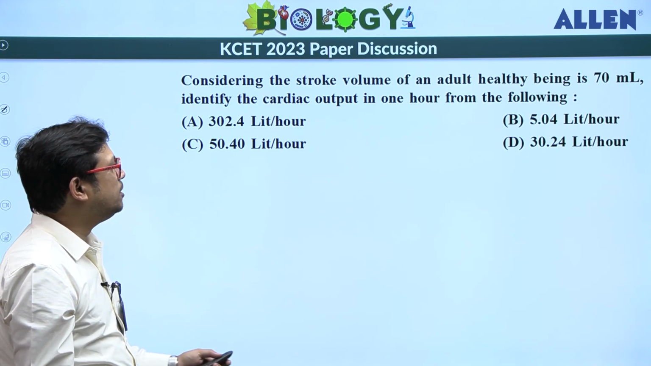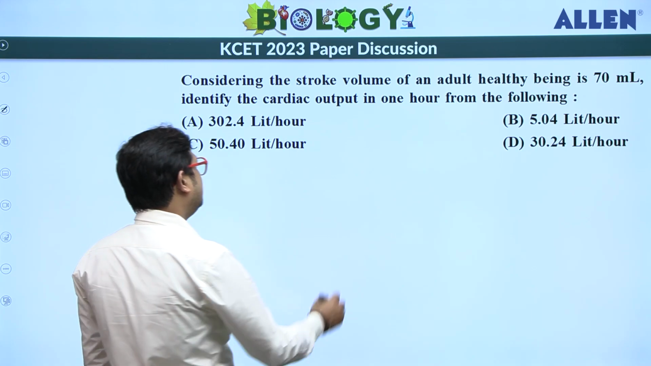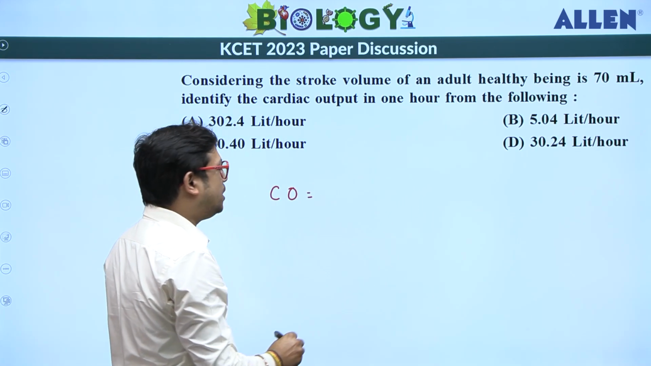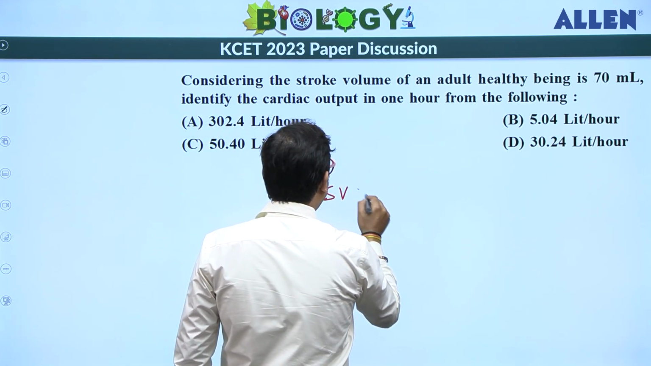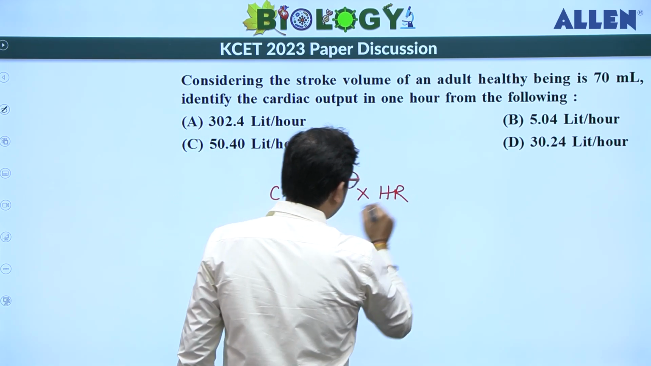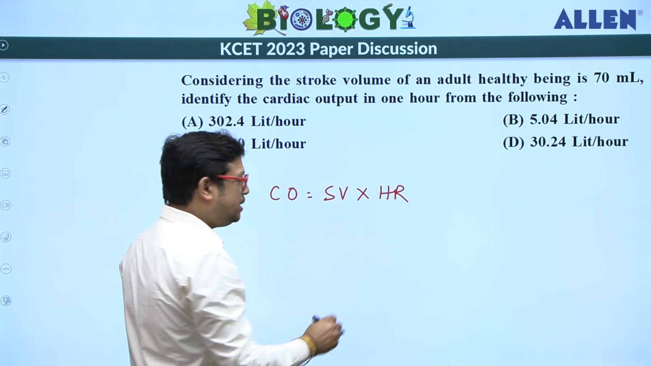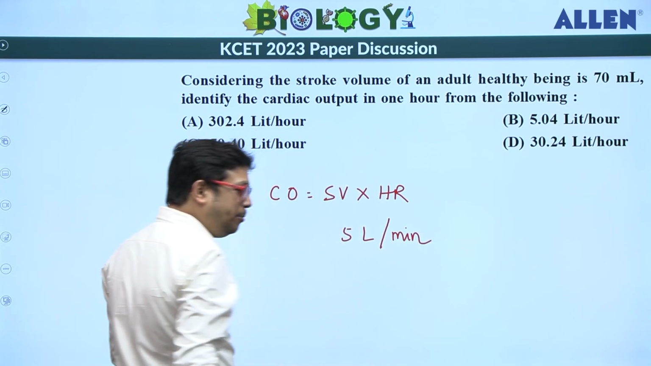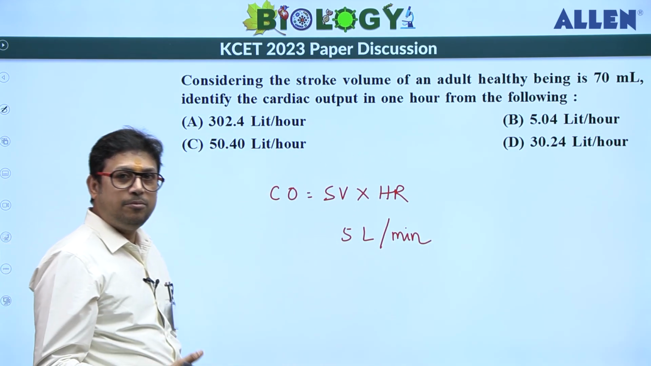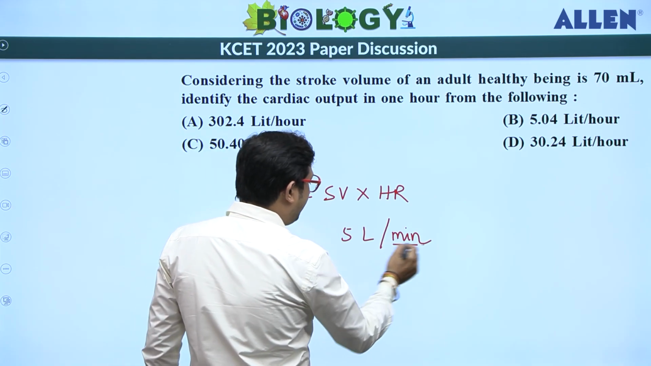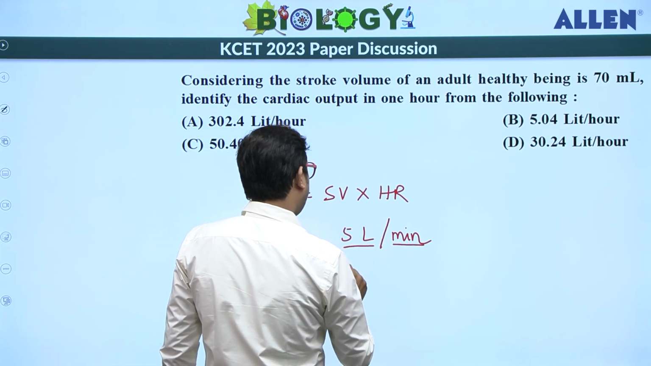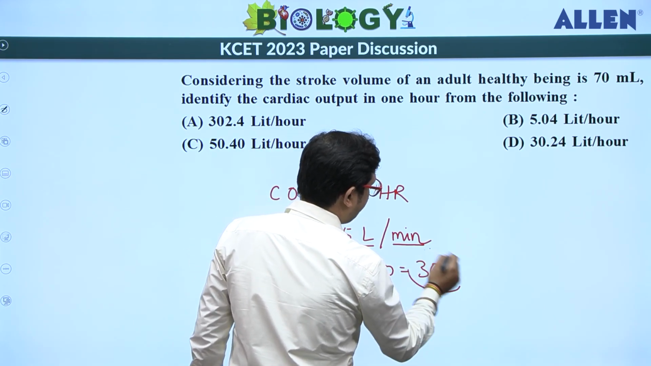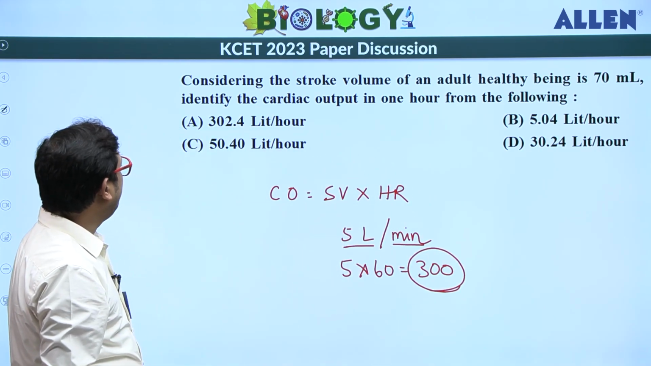Next, considering the stroke volume of an adult healthy human being is 70 ml, identify the cardiac output in 1 hour from the following. So we know that cardiac output is the product of stroke volume and heart rate. And we know that cardiac output is 5 liters per minute. That means every minute 5 liters of blood is being pumped by your heart. So in 1 minute, if it is 5 liters, in 1 hour it is 5 into 60, 300. So how many options are there near 300?